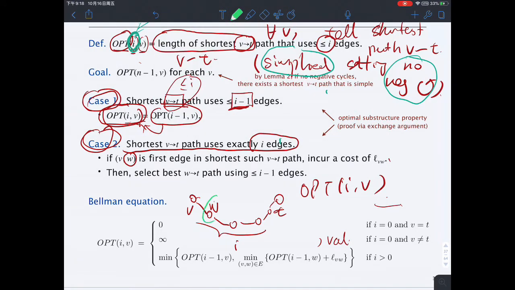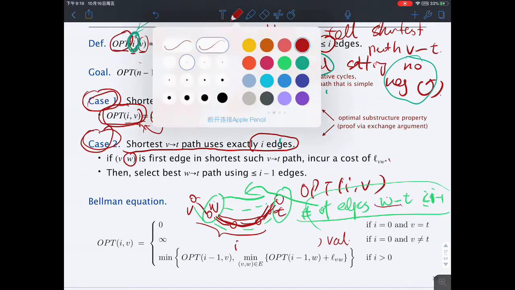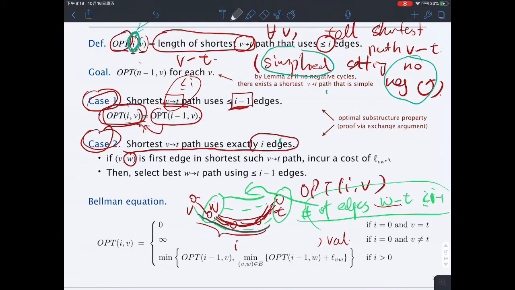So if my next hop is w, where can we find the path between w and t? The path between w and t is where we recurse. The total number of edges here is i, which really just means that the number of edges connecting from w to t is at most i minus 1. Not only that.